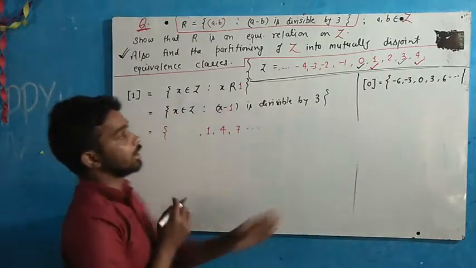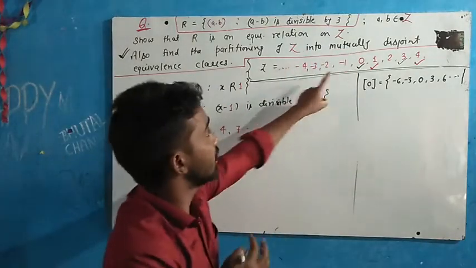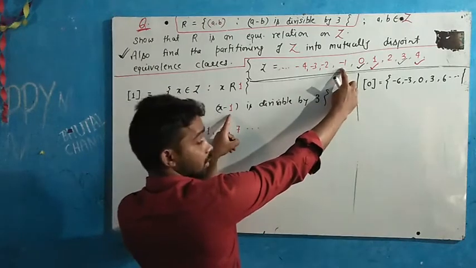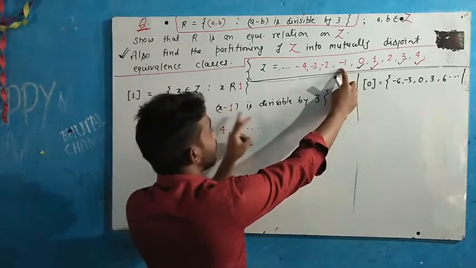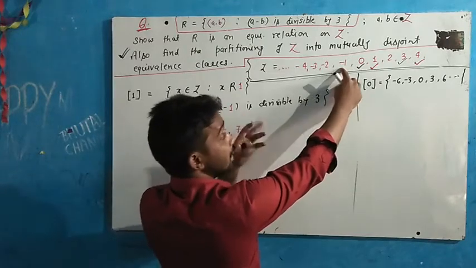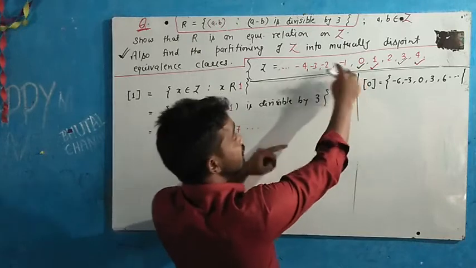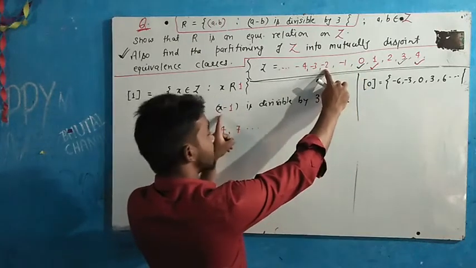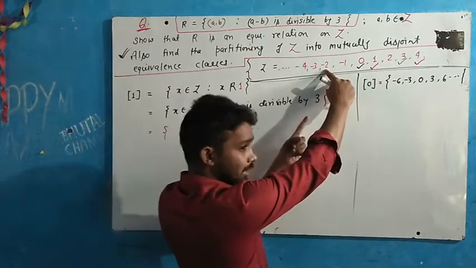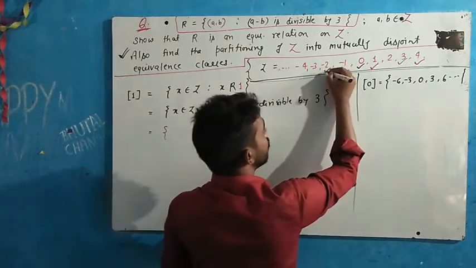And for the negative side, what will we see? Suppose x value minus 1. So minus 1 minus 1, we get minus 2. Is minus 2 divisible by 3? No, minus 2 is not divisible by 3. So minus 1 we cannot take. So the next number is minus 2. Take minus 2 minus 1. It gives minus 3, and yes, it is divisible by 3. It means x value minus 2 we can take.